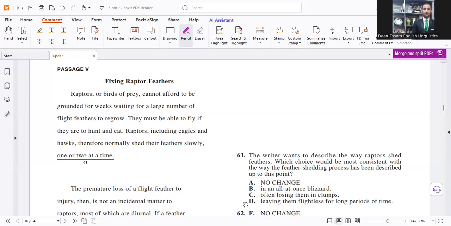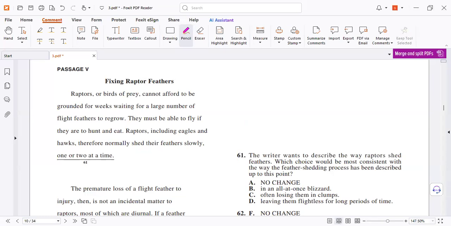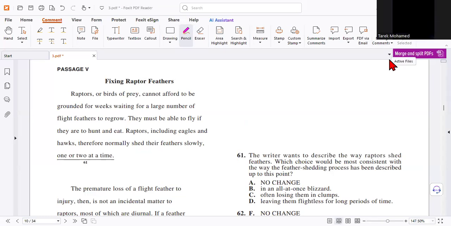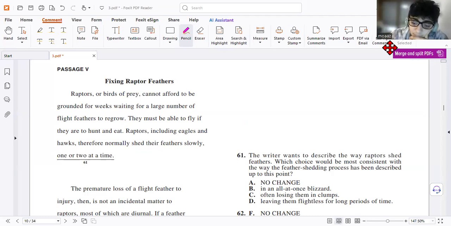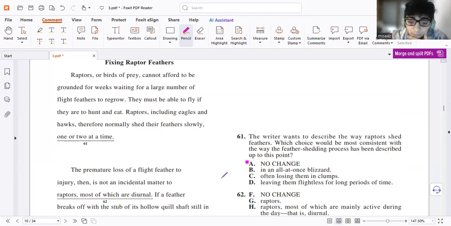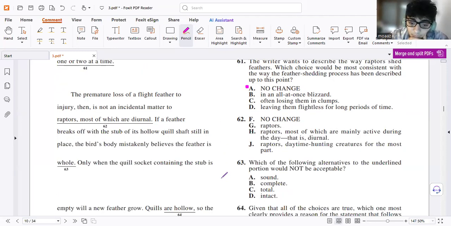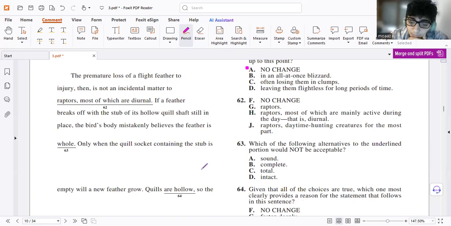Let's correct the coupling. Next one. 61, I put A. So A, it's correct, yes. Come on, 62. 62, I put H. It's J, my friend.